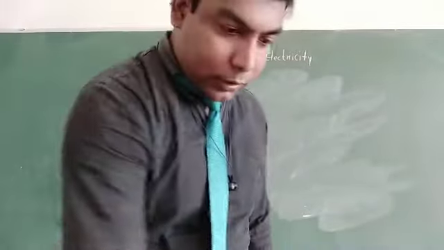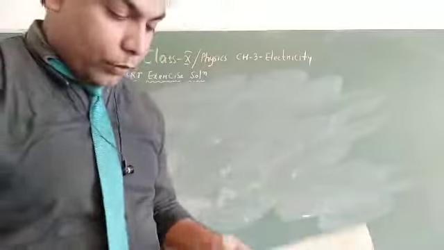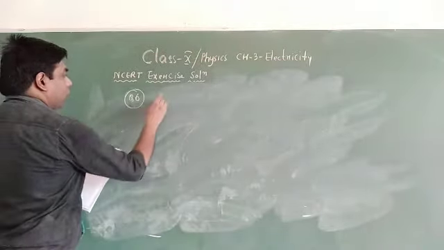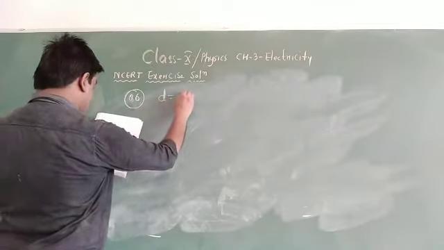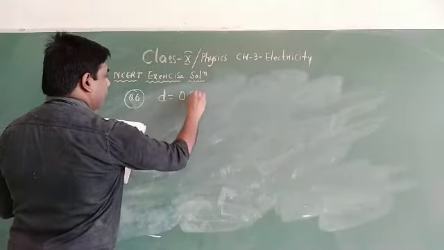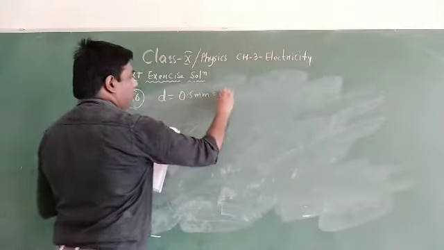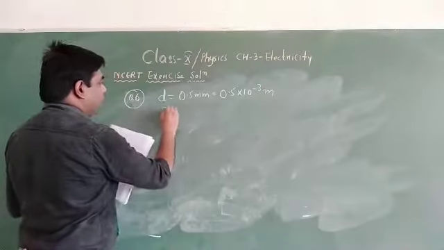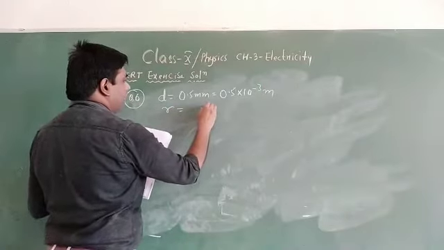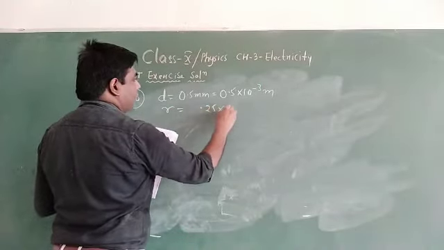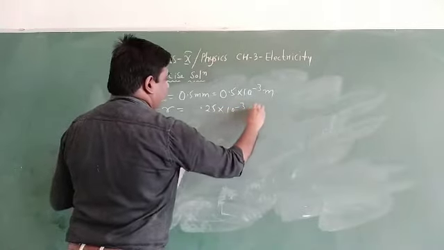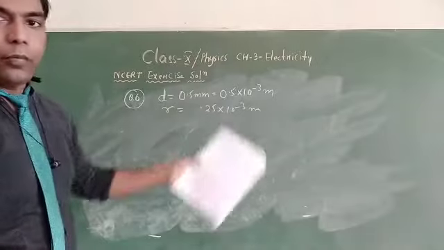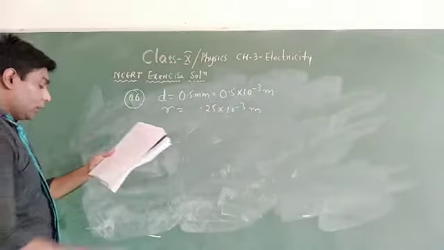Question number 6 says that a copper wire has a given diameter. Diameter is 0.5 millimeter. I have converted it into meter. Also, the radius is equal to half of the diameter, so it will be half of 0.5, that is 0.25 millimeter. Resistivity.